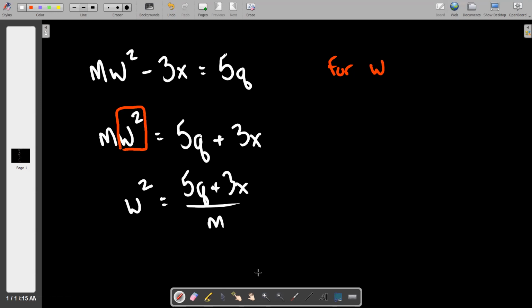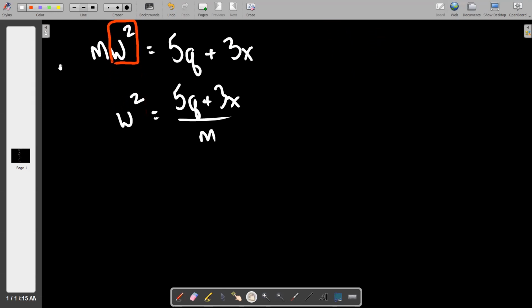And then, of course, you know by now, what's the last step? Square root both sides. So that leaves us with w equals what? The square root of?